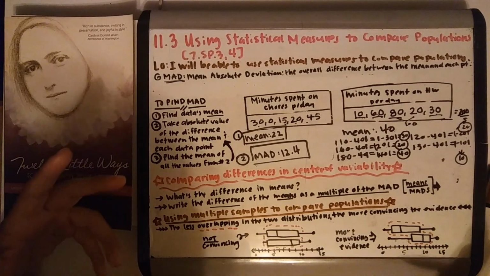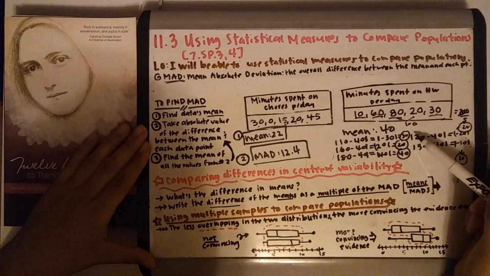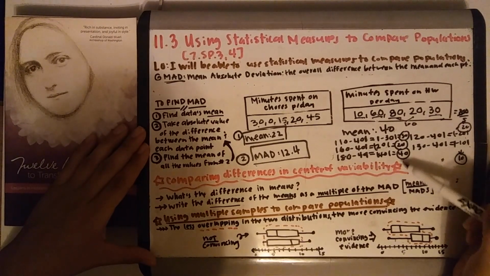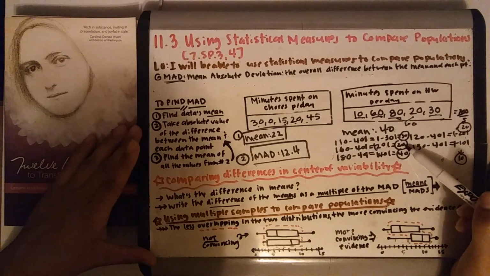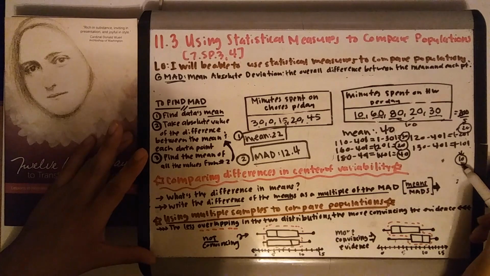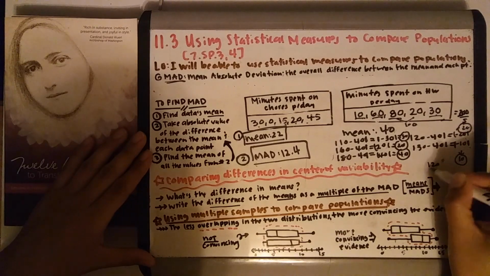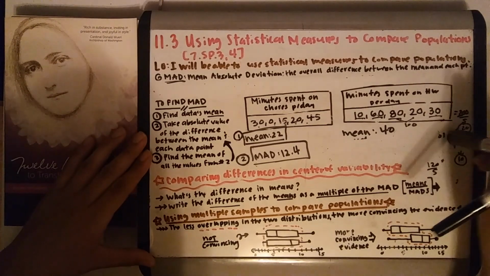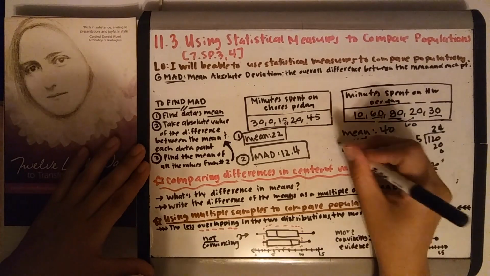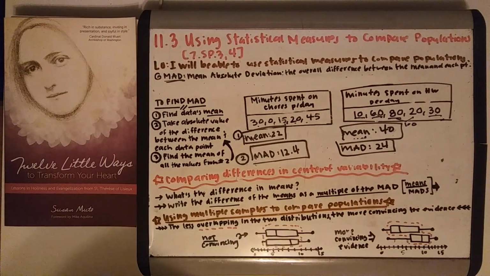Now I'm going to add them all together and find the mean of that. So I have 30 plus 20, that's 50, plus 40, that's 90. 90 plus 10, that's 100, plus 20, that's 120. So then I do 120 divided by 5. And so that's how we find the MAD, the mean absolute deviation.